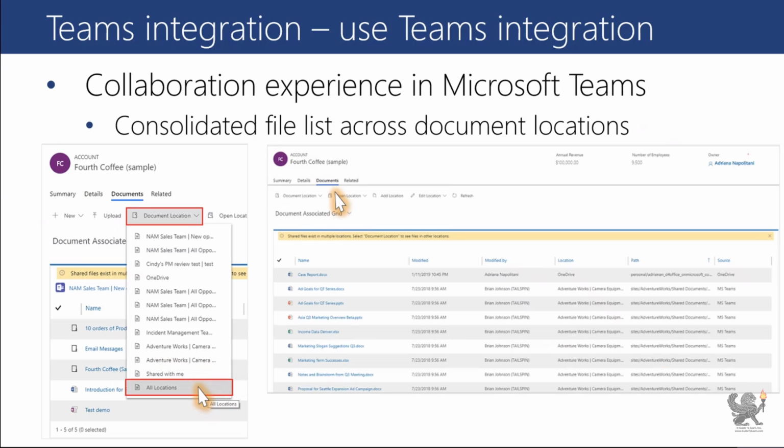To view a consolidated file list across all document locations, including all connected team channel file libraries, from Document Location, select All Locations.